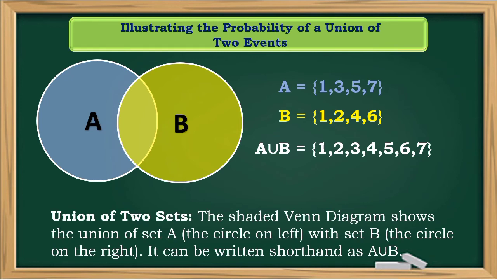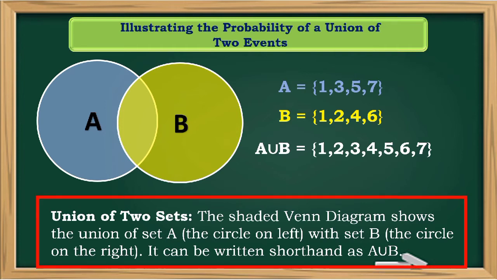The shaded Venn diagram shows the union of set A, the circle on the left, with set B, the circle on the right, and it can be written in shorthand as A union B. If you notice, the element 1 is not listed twice in the union, even though it appears in both sets A and B. This leads us to the general addition rule for the union of two sets.